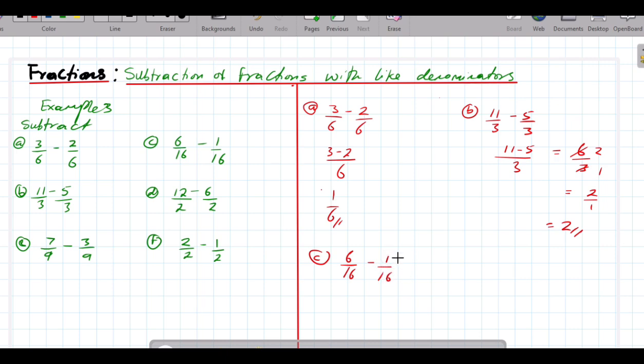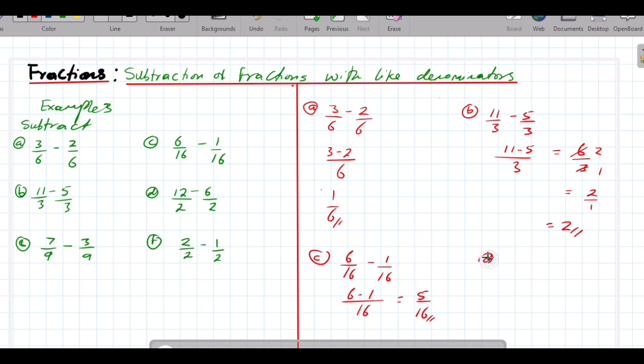Now, the third question given to us is 6 over 16 minus 1 over 16. To subtract 1 over 16 from 6 over 16, we still rewrite our denominator, since the denominators are the same. Then we subtract the numerators, and 6 minus 1 gives us 5 over 16. This final answer, 5 over 16, we cannot change to a mixed fraction because the numerator is smaller than the denominator, and neither can we reduce further because 5 cannot go in 16 without a remainder. So we leave our answer the way it is.